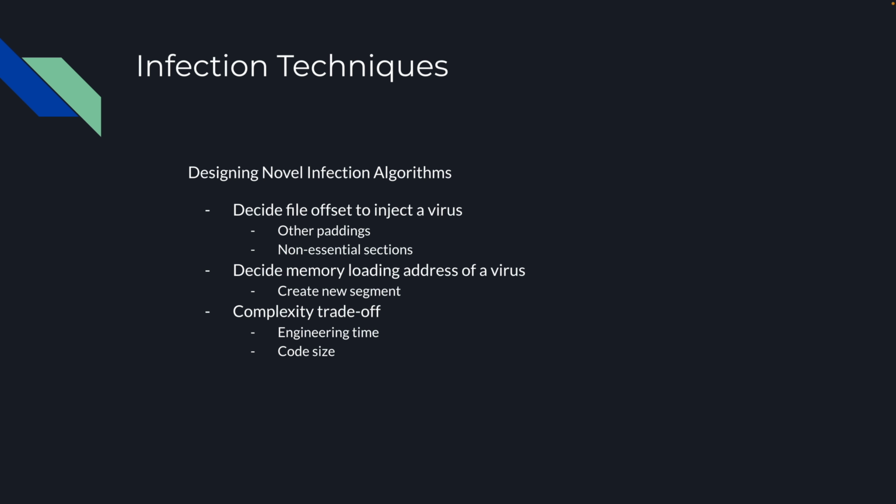Some of you might ask, how do we come up with new infection algorithms? There are at least a couple things you need to think about. The first one is where to inject a virus to a file. Just like the text padding infection, maybe there exist other paddings in the ELF file structure that we haven't discovered yet. The readelf and objdump tools will be your best friend to experiment and inspect file structures.